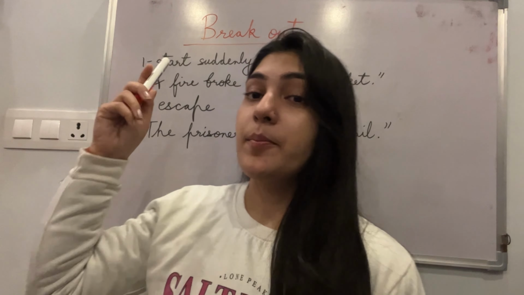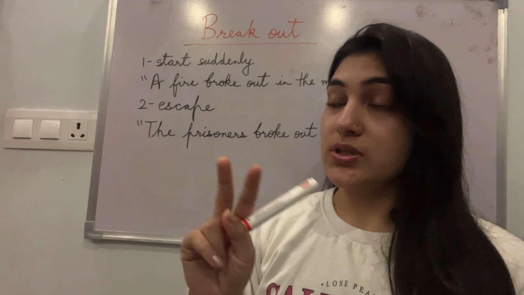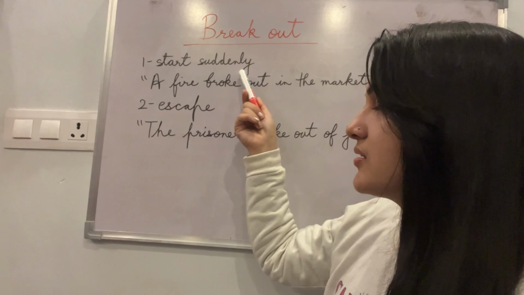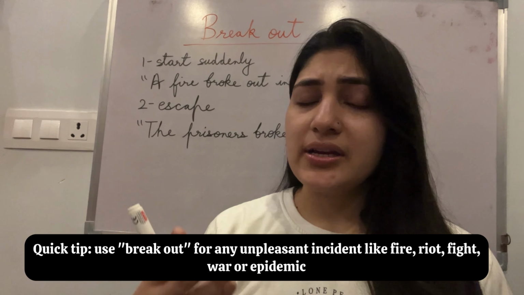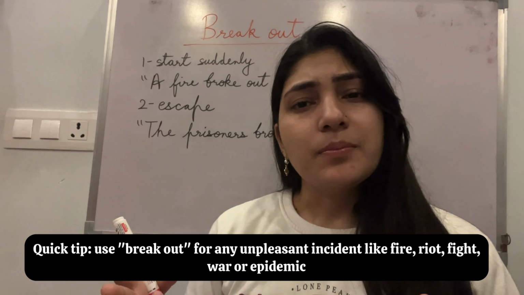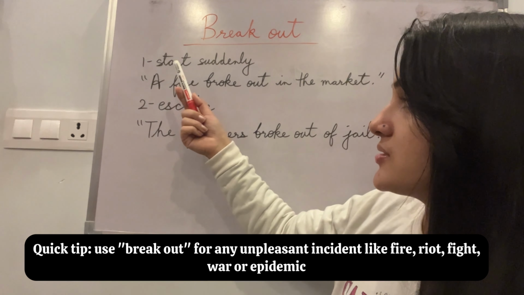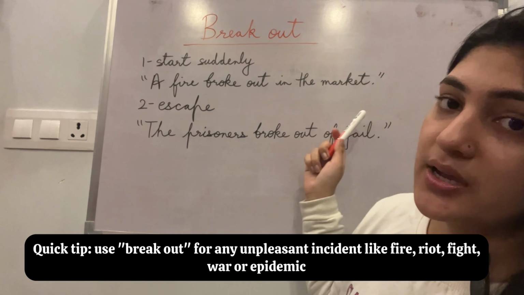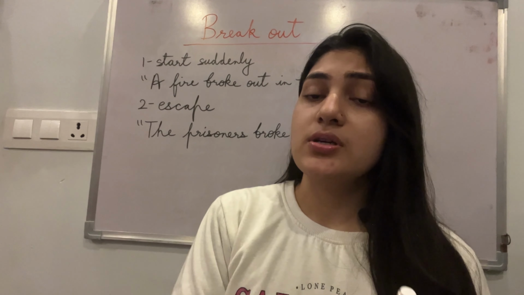Next one is break out. So break out is used in two contexts. The first one is start suddenly. Whenever a fire, war, riot, or any disease or anything unpleasant happens, you can use break out. For instance, a fire broke out in the market. Okay, a fire started in the market. So a fire broke out in the market.